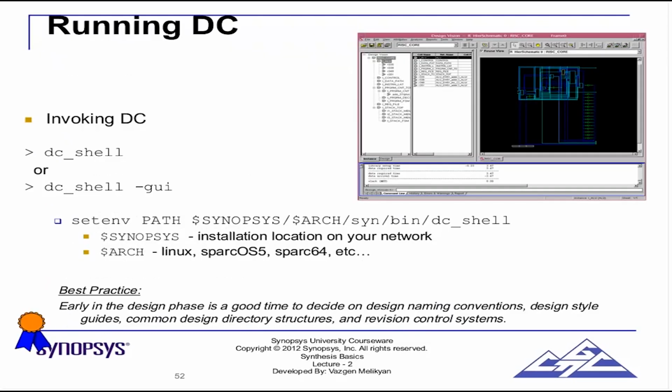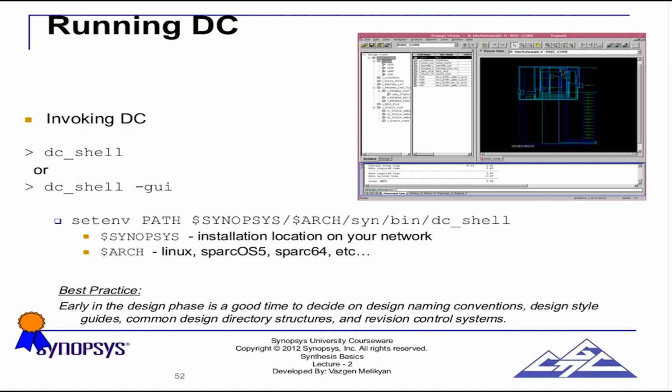Now the question is, how do we use this library? So the first step in a synthesis process is to finalize the library. Let's say I finalize the Synopsys 90 nanometer library. Now how do I use it? The next few slides tell us how we start the DC shell and how we load the library. So running DC, invoking DC is very simple.